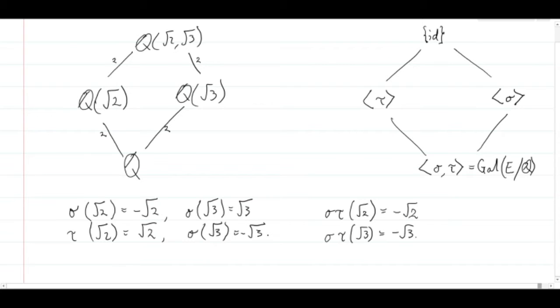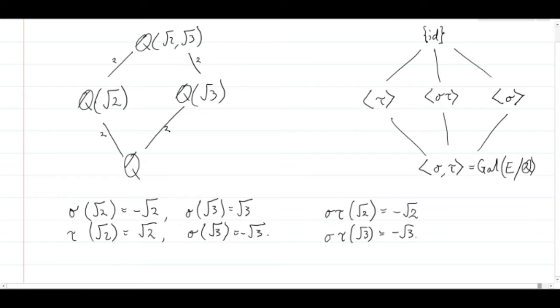Now the question is, what is the fixed field under this group? So we can fill in this picture, and we have a third subgroup, one generated by sigma tau, which happens to be equal to tau sigma in this case. So the group is the Klein 4 group, which has 3 subgroups of order 2. What is the fixed field under sigma tau?